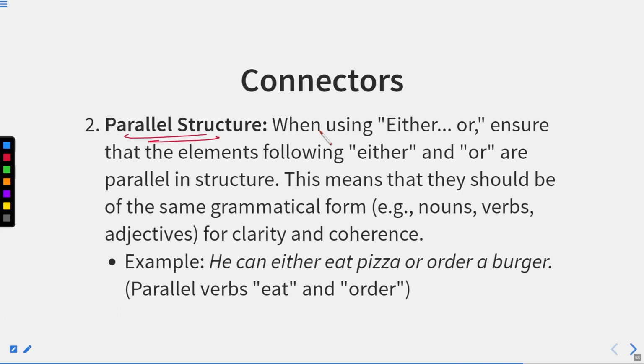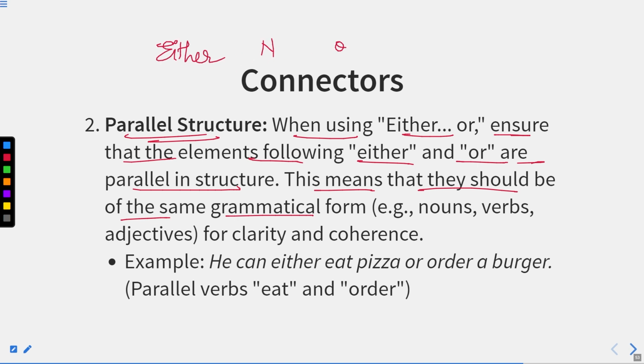Okay, parallel structure. When using either or, ensure that the elements following either and or are parallel in structure. This means that they should be of the same grammatical form. If after either we have a noun, after or we should also have a noun. If we have a verb first form here, we should also have a verb first form there. If we have an adjective over here, we need to put an adjective over there as well. So the same grammatical pattern should be followed, for example nouns, verbs, adjectives, for clarity and coherence.